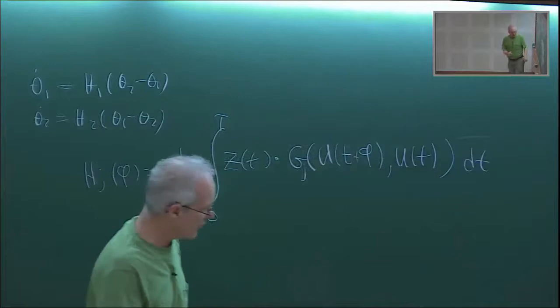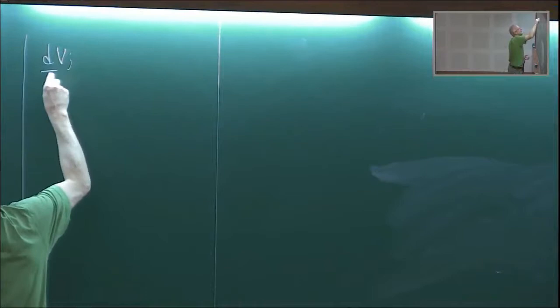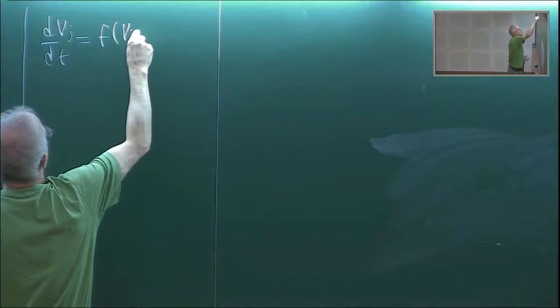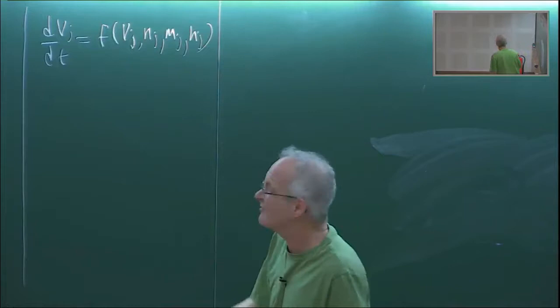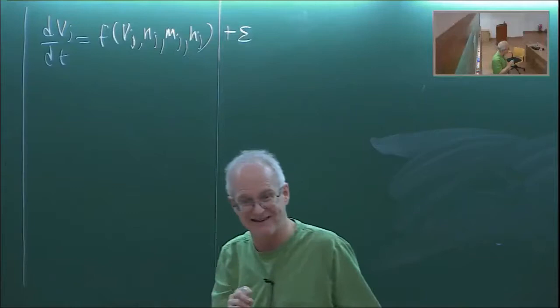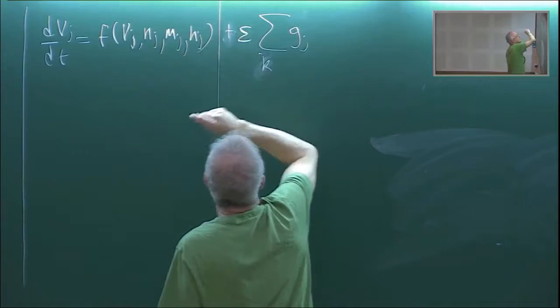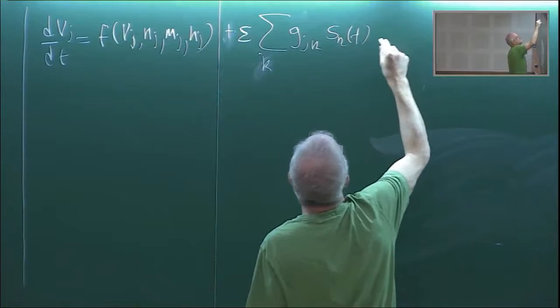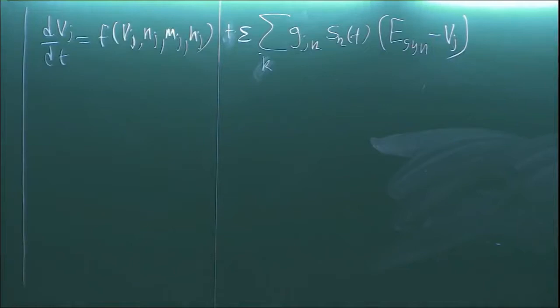But in neurons, let me talk a little bit about neurons. So suppose I have a bunch of neurons. Say they're Hodgkin-Huxley, so they have this complicated form, okay? And then plus coupling, times the sum over k of g_jk of s_k of t, and now I'll write E syn minus V_j. So I've flipped this around because I don't want to put the minus sign there.